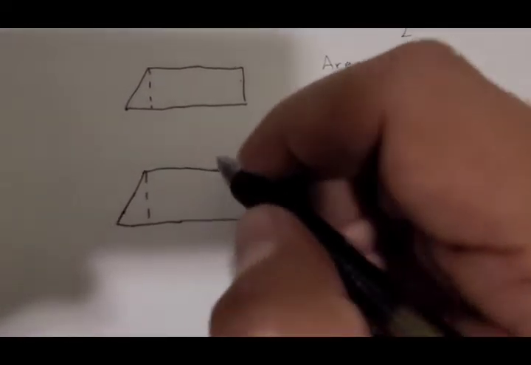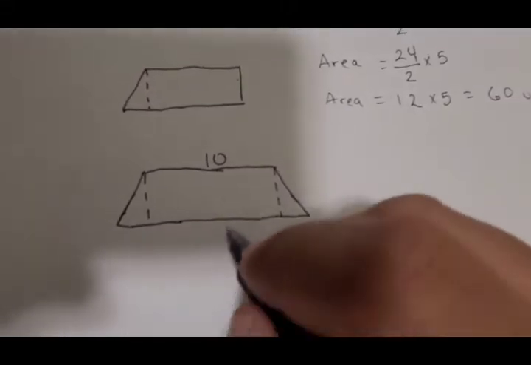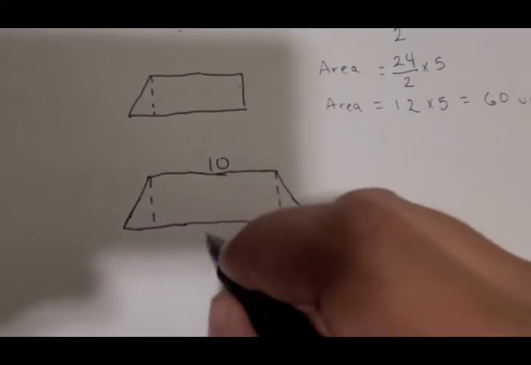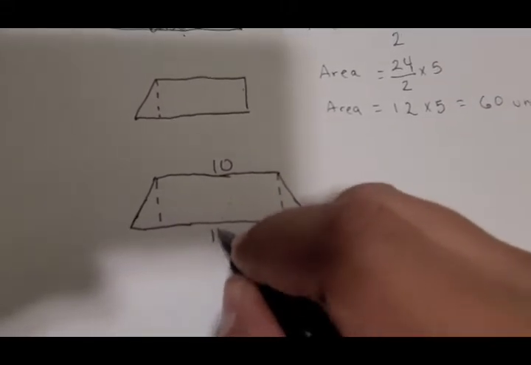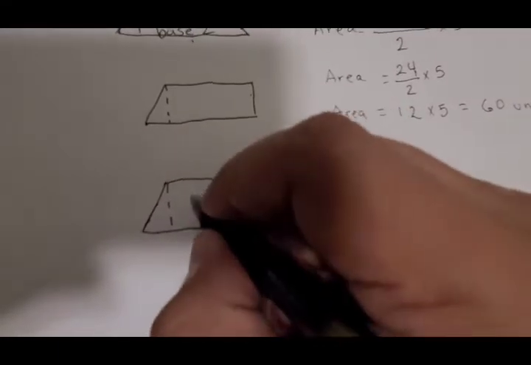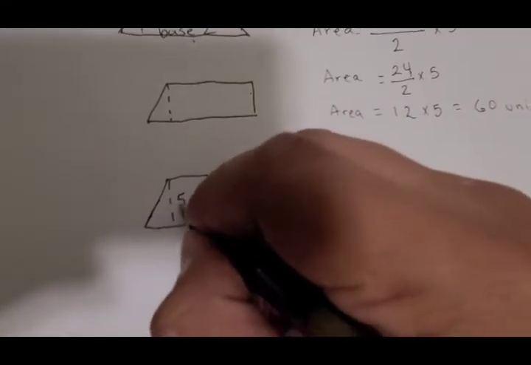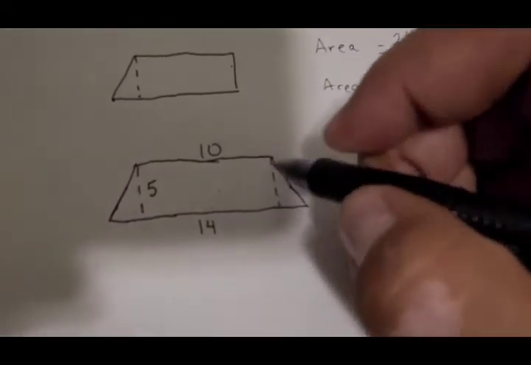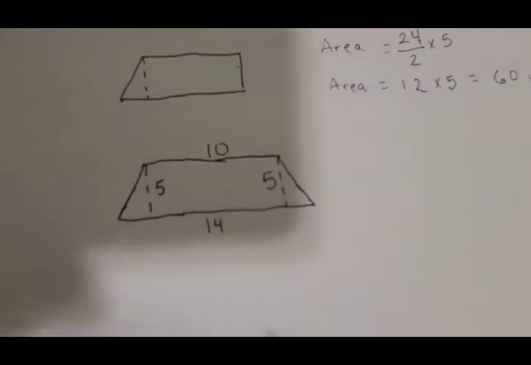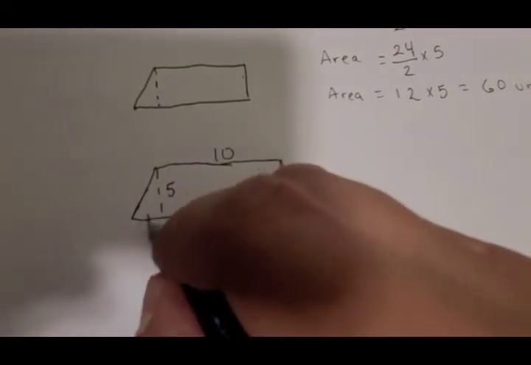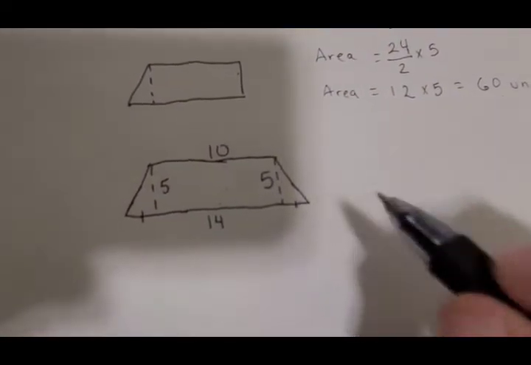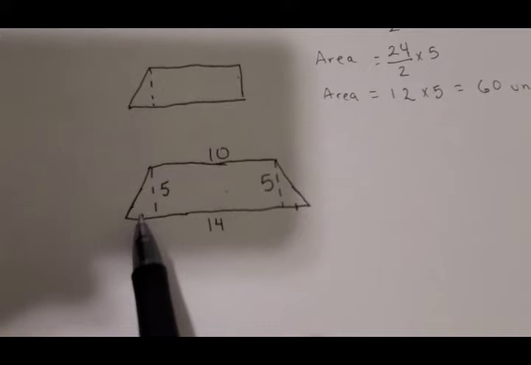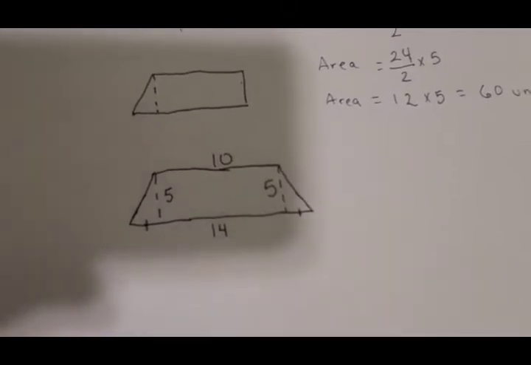So we remember that our top base was 10. This whole bottom base is 14. And our height was 5. Now, since this height is 5, we know that this height over here is also 5. Now, we're missing this length right here and this length right here. That means that we're missing the base for both triangles.